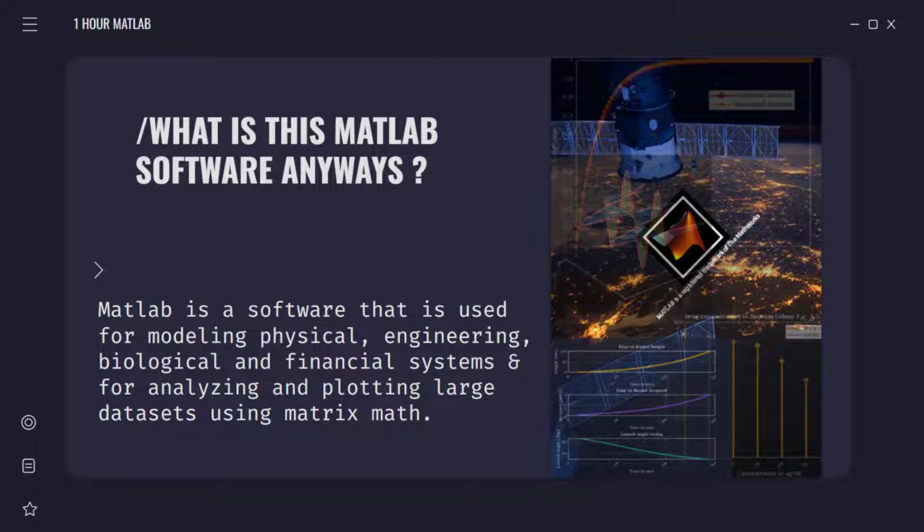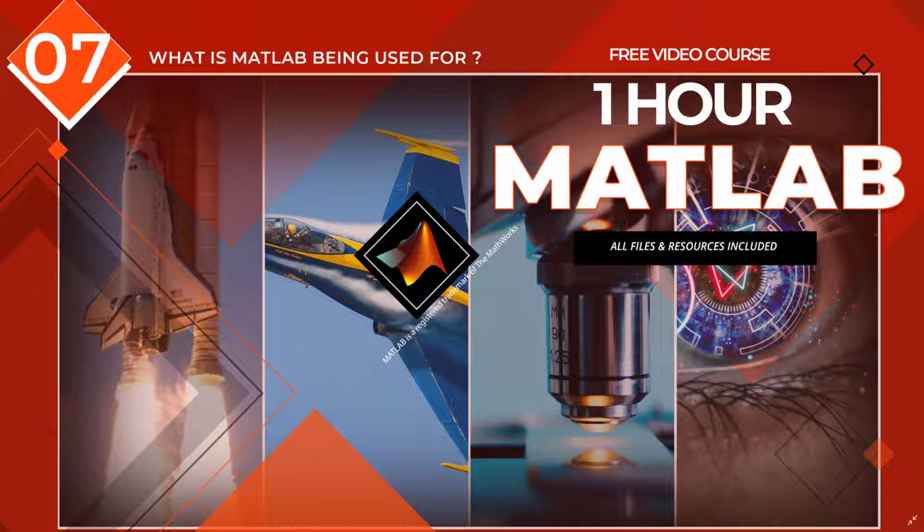Matlab is a software that is used for modeling physical, engineering, biological, and financial systems, and also for analyzing and plotting large data sets using matrix math. Let's start with the modeling part first. Let's start with an example of a system modeling from physics.